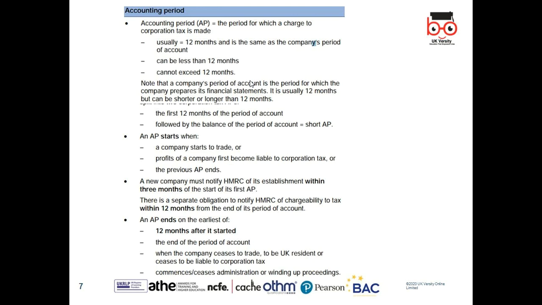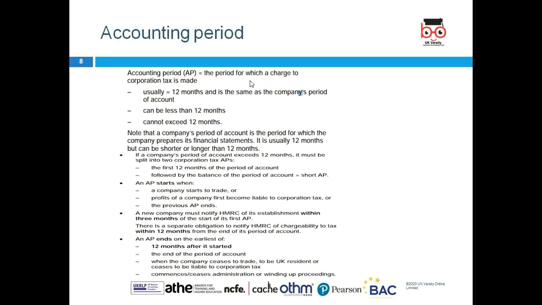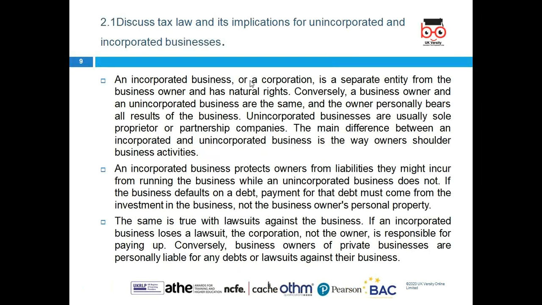And then, of course, we know the tax rate that applies depends on which financial year it falls in. And we know HMRC is the tax authority; in other countries it is the CBR, Central Board of Revenue, or maybe in other countries it can have different names. The accounting period we discussed is usually 12 months. And then next we are looking at 2.1.